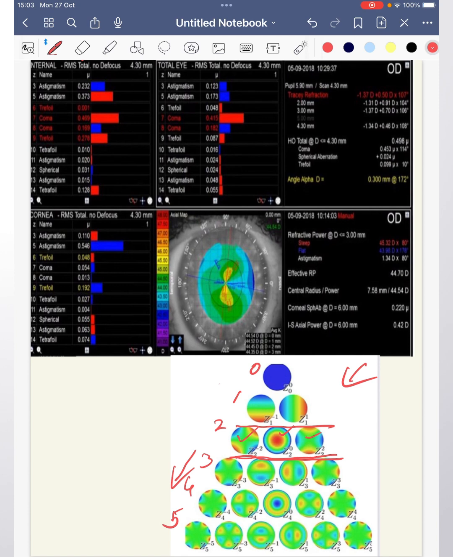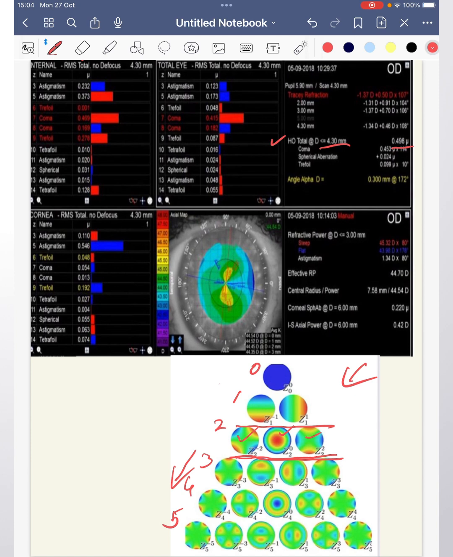the top right over here, you see the total higher order aberration values. It is 0.49 for this patient. Anything less than 0.5 microns, I believe, would be good. Try to see that the patient's higher order aberration values are at least less than 0.5 microns, right?